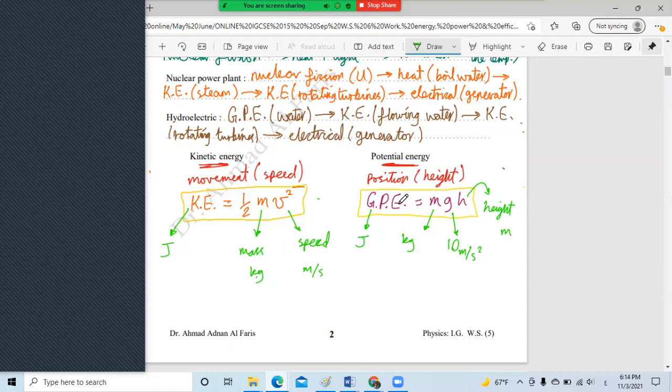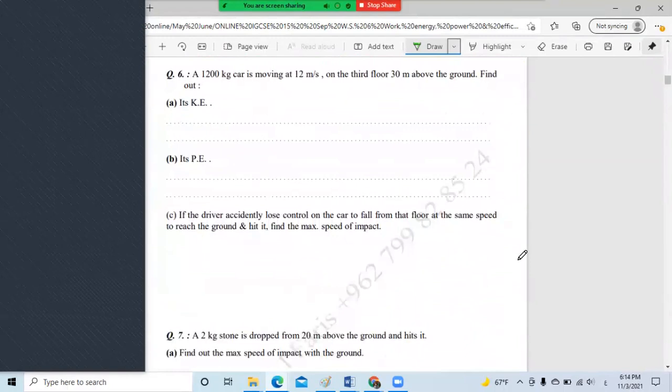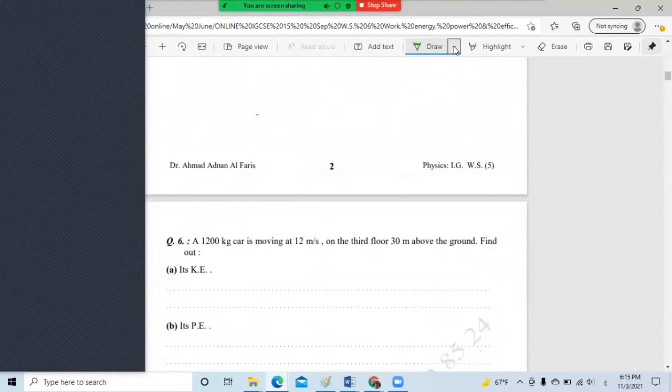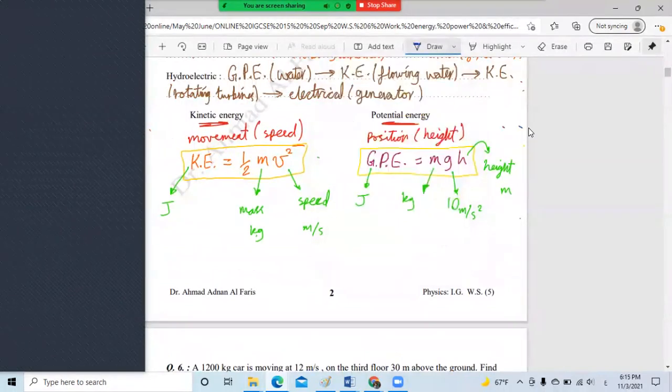So GPE in joules equals the mass, in kilograms, multiplied by g, which is 10 meters per second squared, multiplied by the height in meters. Good? Okay, let's do these small questions, and see what they ask here.